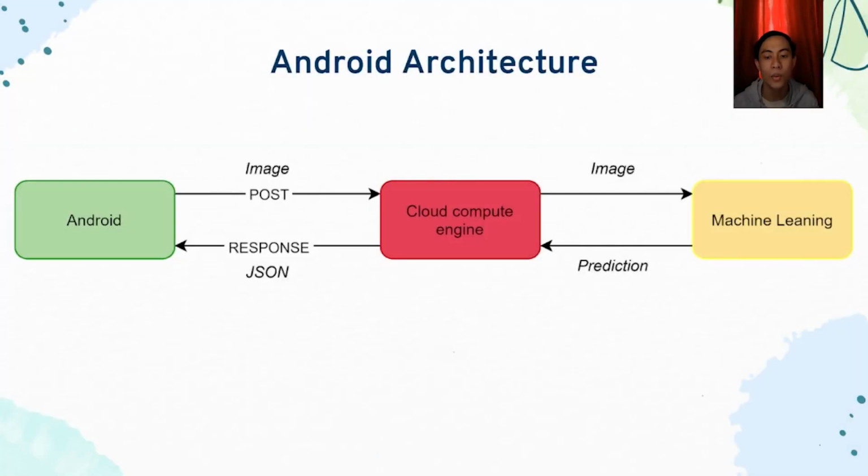This is an architecture or workflow scheme between Android, cloud, and machine learning in getting results based on the given image. Android sends an image using the post method with Retrofit to the cloud with an API. The cloud provides the image file to the machine learning model for getting the prediction, and the prediction result is sent back to the cloud, and the cloud provides a response from the prediction result in the form of JSON to Android. And finally, Android uses the response result to determine the treatment according to the given prediction.